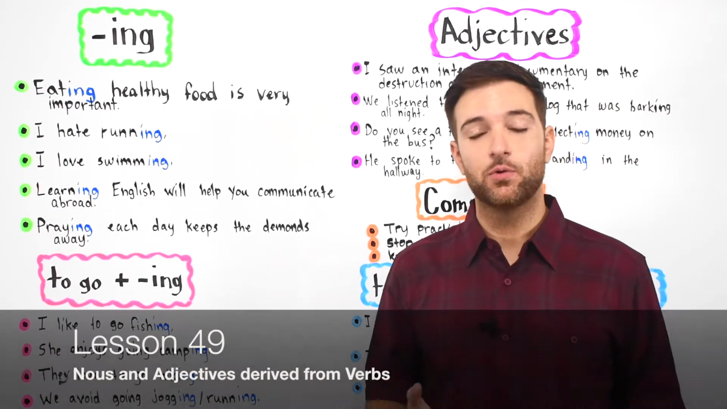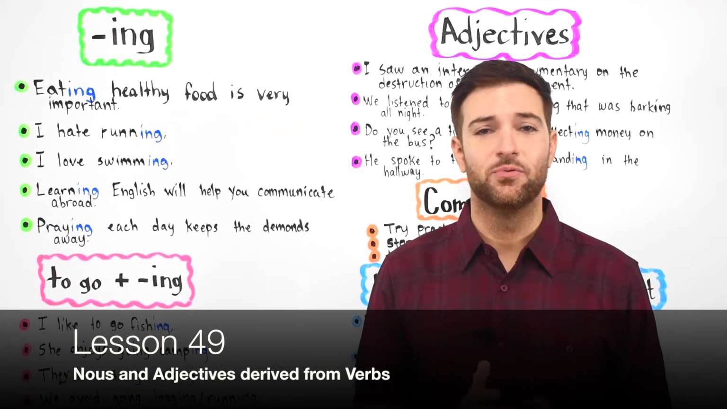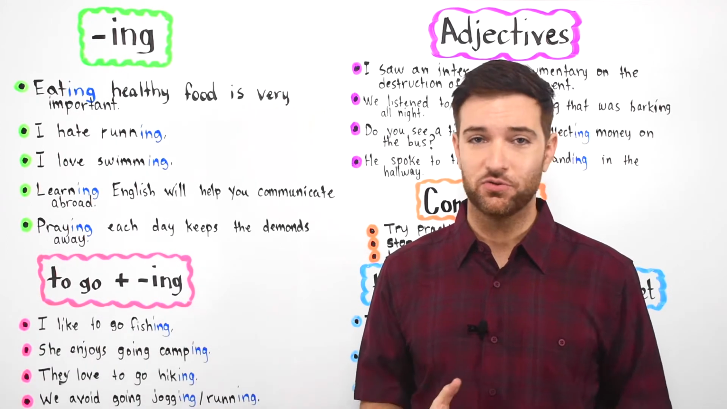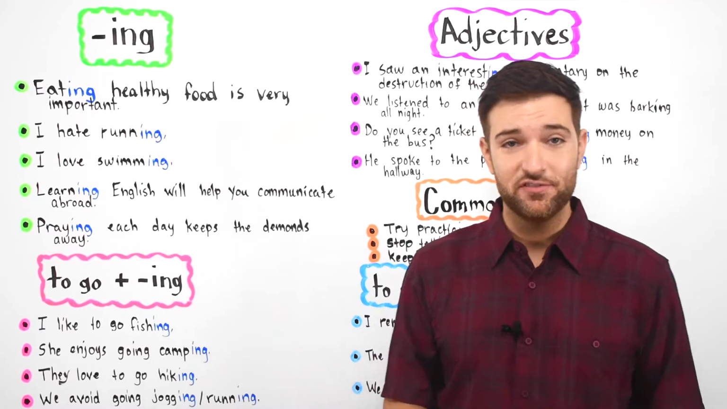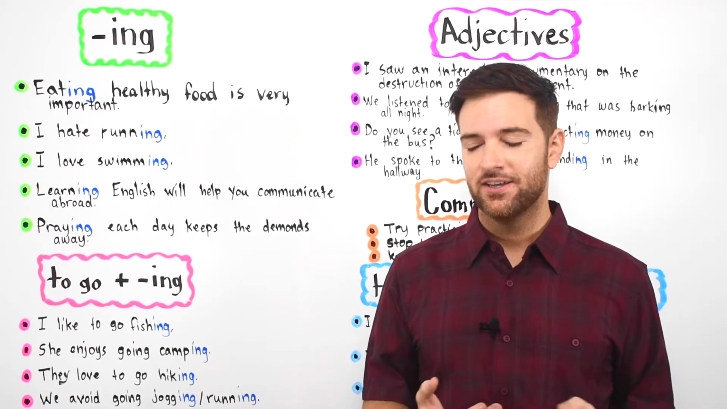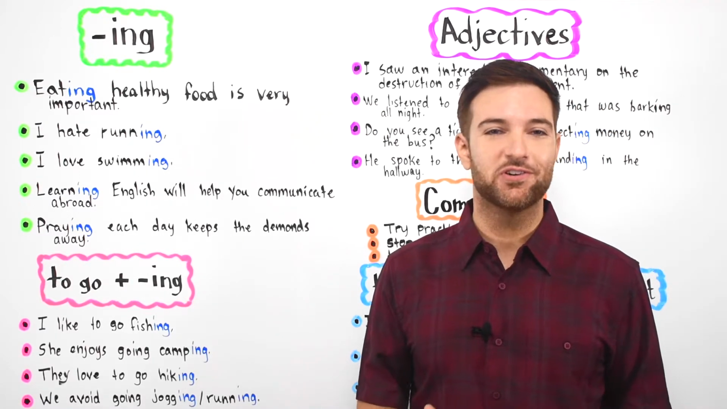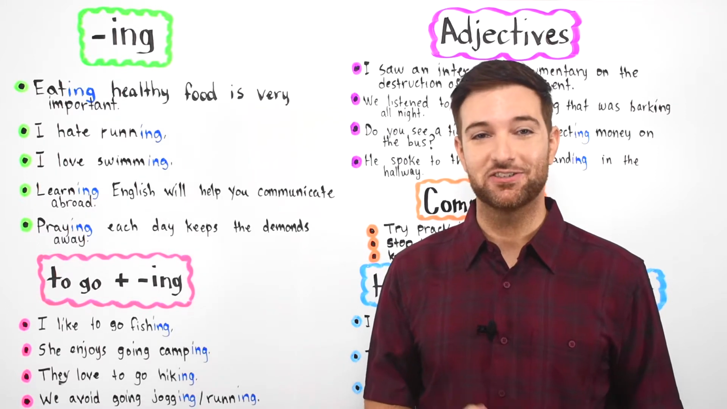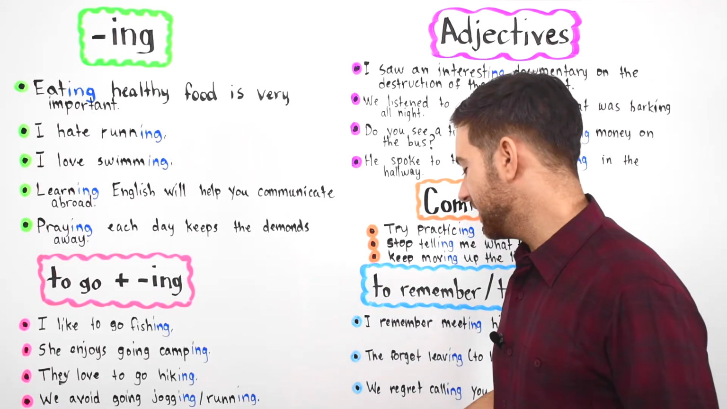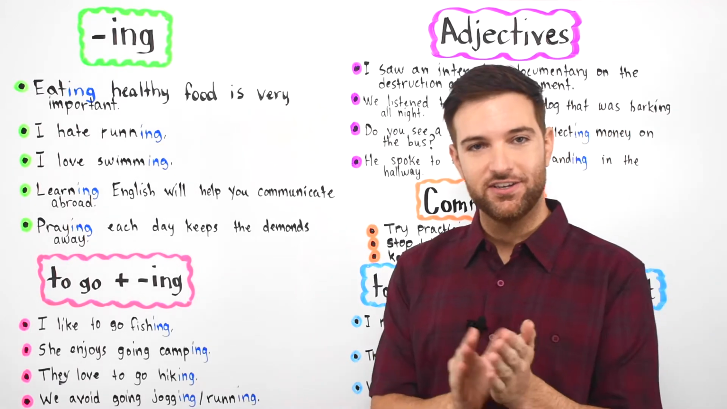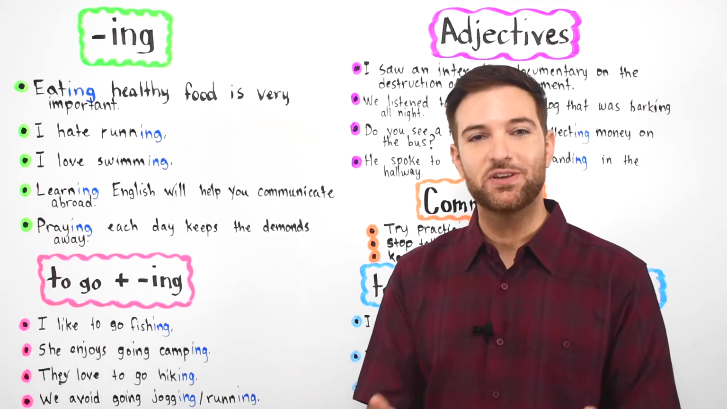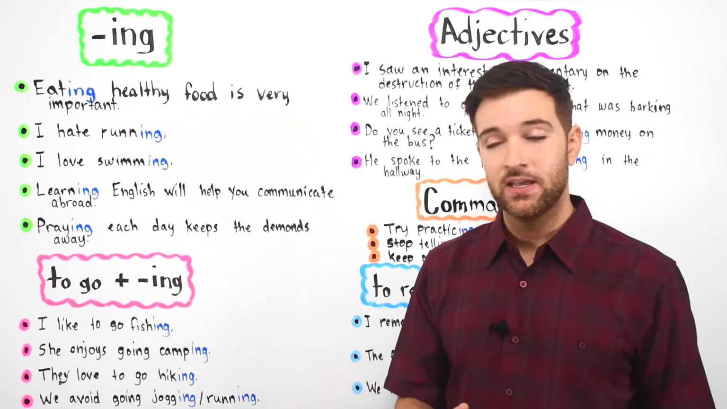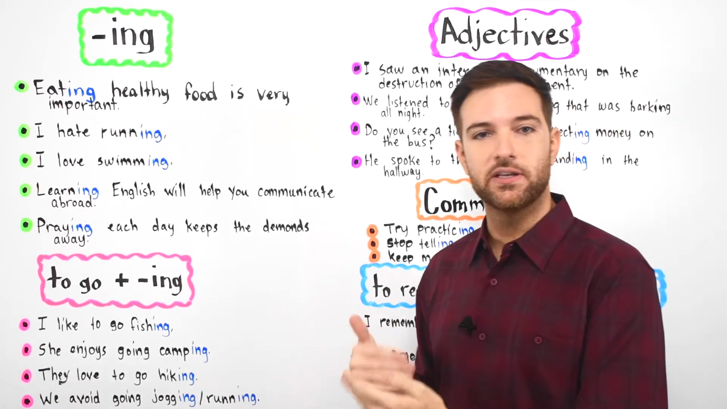This is lesson number 49 and guys, we are almost done with this series on the rules of English grammar. So if you've made it this far into the series, then you've pretty much learned all the major grammar rules in the English language. So as we say in English, we say congratulations, good job, keep up the good work, you're doing great, and just keep going, never give up.